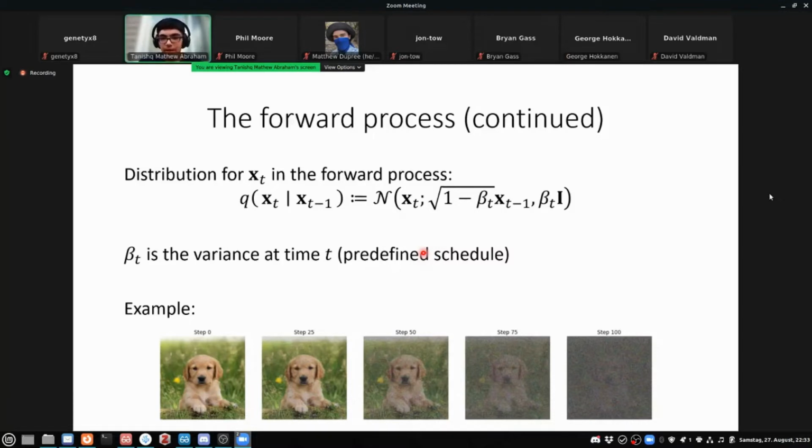I was actually curious about that because obviously a normal distribution has those infinite tails. Does it just end up getting clamped for the image values along the way? Nothing's clamped, so... or I guess it has to be.